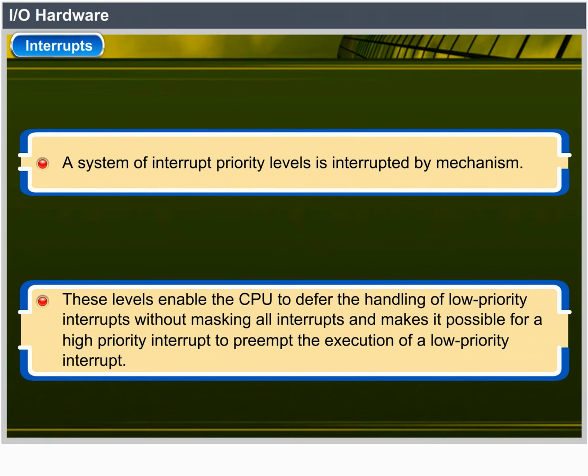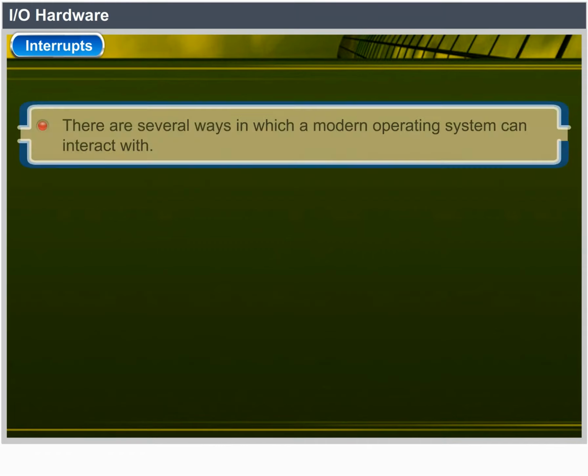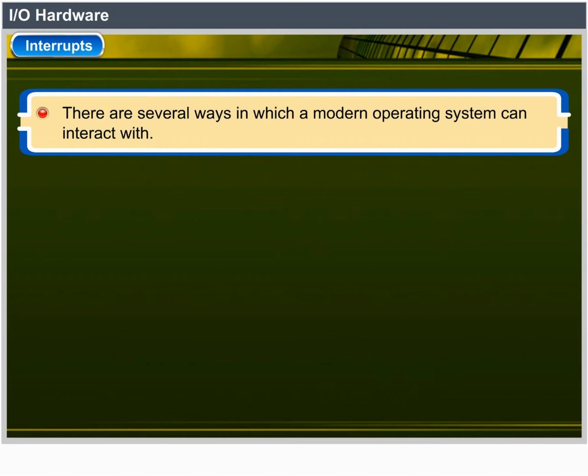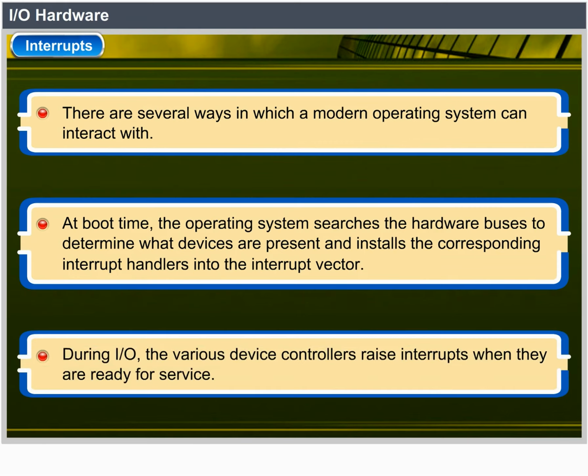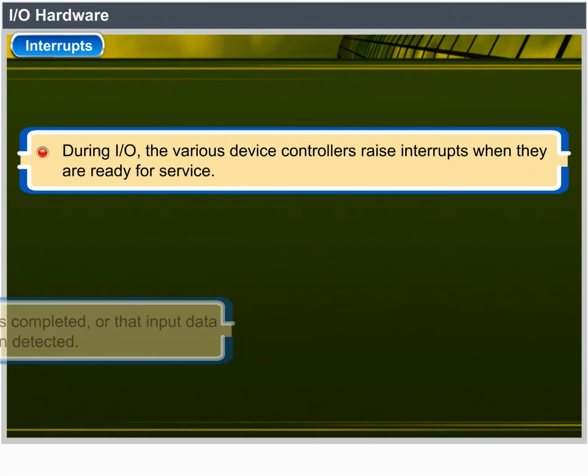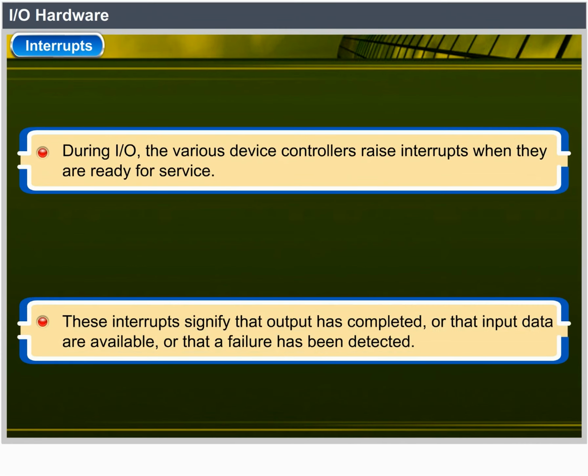A modern operating system interacts with the interrupt mechanism in several ways. At boot time, the operating system probes the hardware buses to determine what devices are present and installs the corresponding interrupt handlers into the interrupt vector. During input-output, the various device controllers raise interrupts when they are ready for service. These interrupts signify that output has completed, or that input data are available, or that a failure has been detected.